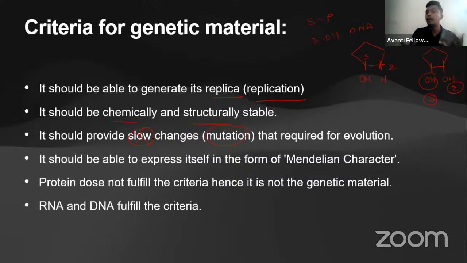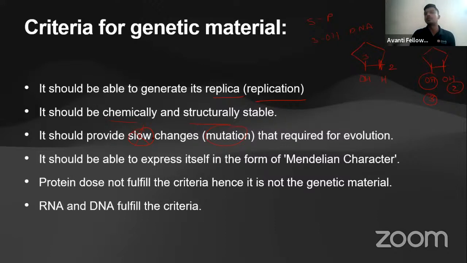Next one, it should be able to express itself. Expression is so beautiful. Now, this expression happens through formation of RNA, formation of proteins, and these proteins build characteristics, and these characteristics are expressed in the form of phenotypic and genotypic characteristics, right? So those are called Mendelian characteristics. Mendelian characteristics we already know, we can see them, we can understand them. So this expression has to happen. Next one, we know that the protein is not at all fit and it does not fulfill any of these criteria, so it is not the genetic material.